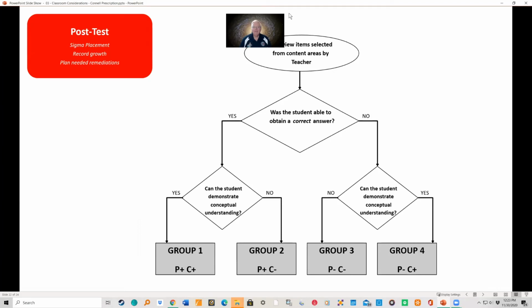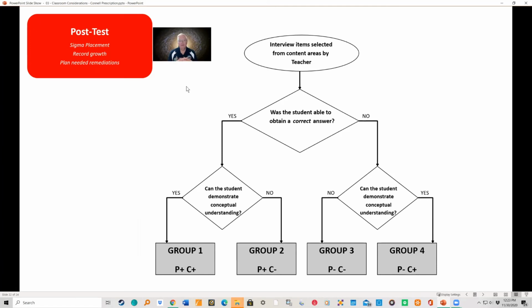Finally, we have to go back and be honest with ourselves. We need to give a post-test. How well did we do in teaching? We'll use the Sigma placement test again. We'll record what groups each of our students are now in regarding these concepts that we've just taught, and we'll make a permanent record of that growth so that we know where they're at. We use this information to plan any necessary remediation, because we want everyone in group 1 to the extent possible. We also use it when it's time to plan our next topic.